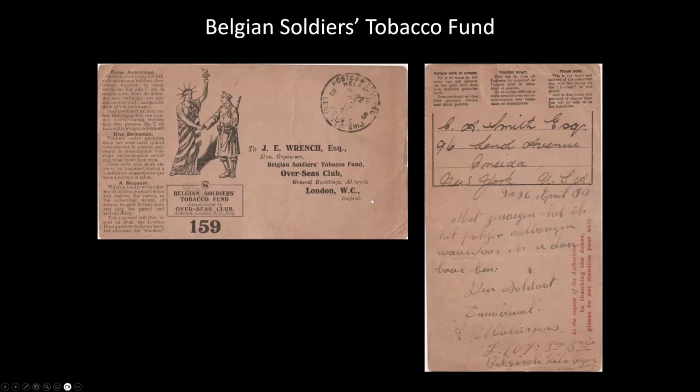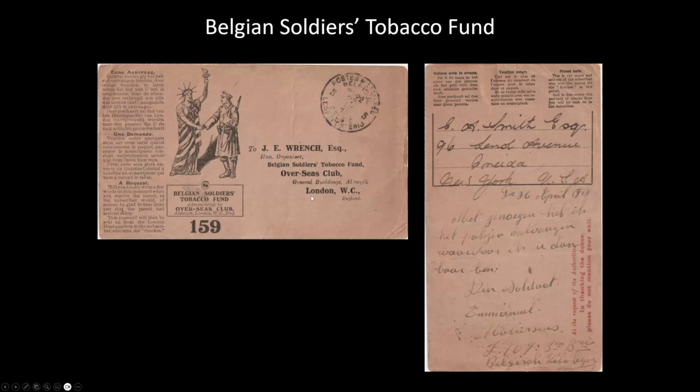And the reason, and this is the same as the first card I bought, is that the address of the Overseas Club is on the front, and the address of the donor in the US is on the back, because there was no free mail from the Western Front to the US, because the US initially wasn't involved in the war, and they didn't want the donors to be charged postage due.